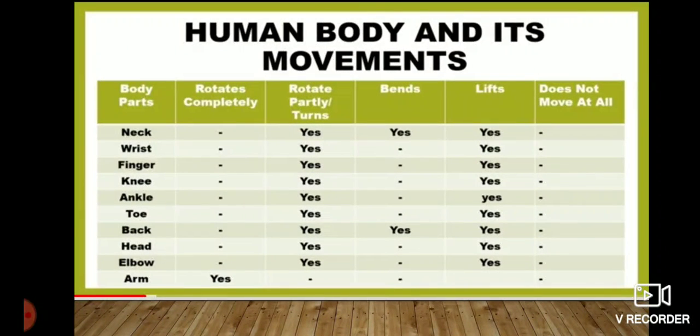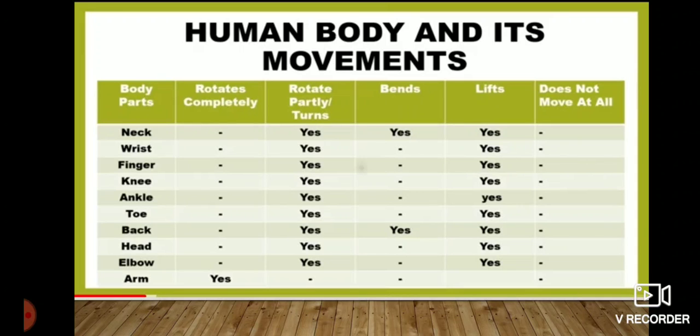Human body and its movements. Here you can see some of the parts can rotate partially, some of it can rotate completely, some of the parts can bend, lift, and some do not move at all. Okay, so why is it that we are able to move a few parts of our body easily in various directions and some only in one direction? Why are we unable to move some parts at all? Let us find out answers to all these questions in our mind.